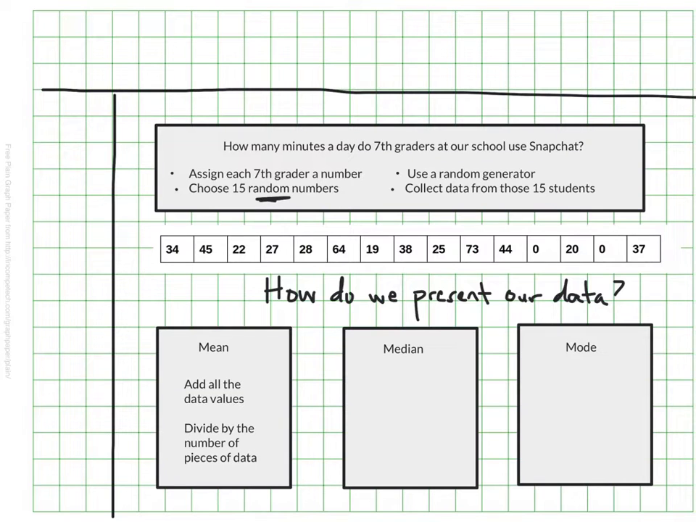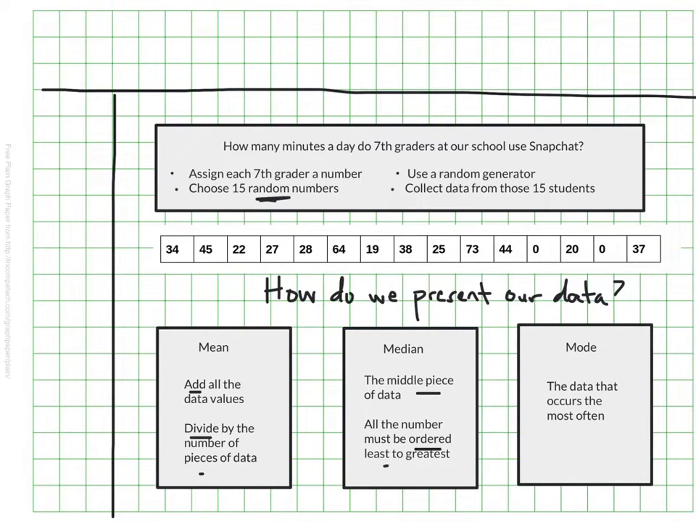So the mean, of course, is where we add up all of the data values. We'd add all 15 values, and then we would divide by the number of pieces of data. So in this case, we would divide by 15. The median is another option, and that's like the middle person. All right, the data from that middle person here. But to do that, we would need to make sure first that these are ordered from least to greatest, which at the moment they are not.